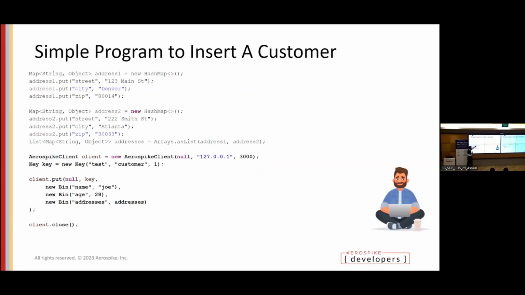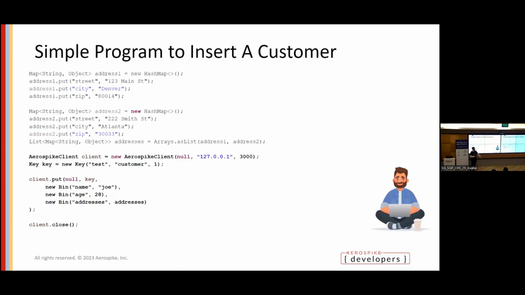You just create a client, the one that we saw. Then you create a key. When you create a key, it takes 3 parameters: the namespace, and the set, which is basically the table. The namespace is test, the set is customer, and 1 is the key. Look at what I'm inserting: client.put with null. So what is this null? The first parameter, the policy. Put is a write operation, so it takes a write policy. If it was a get operation, the first parameter would be a read policy.